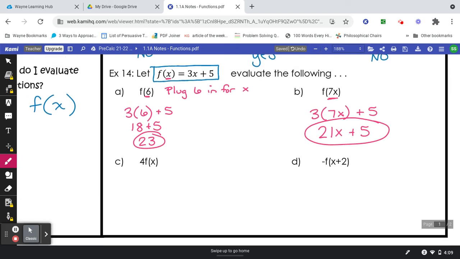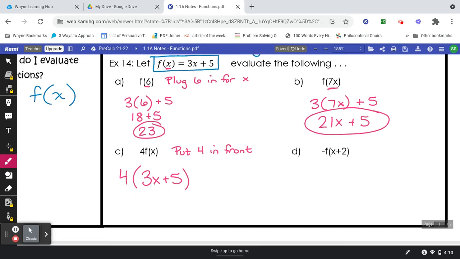For part C, notice the 4 is in front, not inside the parentheses. So they're asking us to put 4 in front of our equation. So our equation is 3x plus 5, and if I need to put a 4 in front, I got to put this in a parenthesis to put the 4 in front there. And from there, I'll multiply.